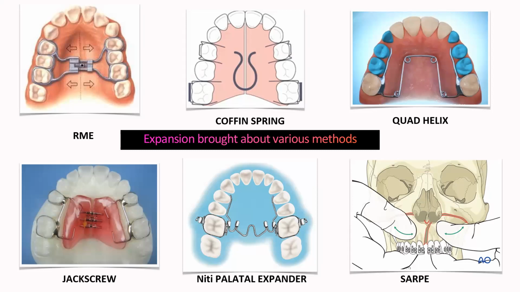There are many methods by which we can perform expansion, like RME, that is rapid maxillary expansion, coffin spring, quad helix, jackscrew, nance palatal expander, and the last resort is SARPE, that is surgically assisted rapid palatal expansion. From all these, the only appliance you must know is the coffin spring, because you have done this in your preclinical exercise, either in second year or third year. The other appliances must be very new to you, so you'll get to know them.